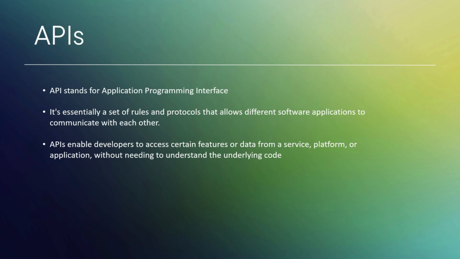So the first question is, what is API? So API stands for Application Programming Interface. So it's essentially a set of rules and protocols that allow you to communicate with different applications, with different softwares. So it enables developers to access certain features, data sets from a different database, it could be a different service, it could be a different application without needing to understand the underlying code.